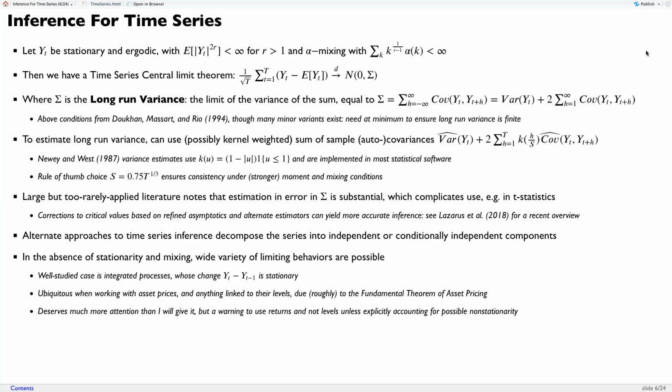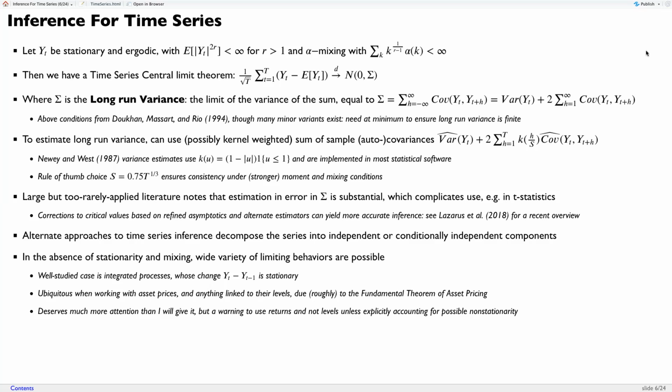Rule of thumb is about bandwidth should be 3/4 T to the 1/3. That's in standard textbooks. There's a huge literature on estimating these variances. Note that because this is like a non-parametric kernel-weighted thing, there's an infinite number of things to estimate. Technically all you need is consistency. But if you're going to construct a t-test, because this is going to be estimated really poorly, it converges at a slow rate. In finite samples, your inference will be distorted, potentially quite a lot.